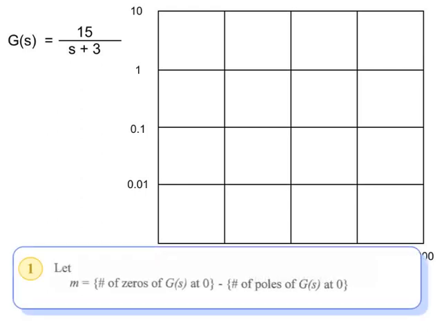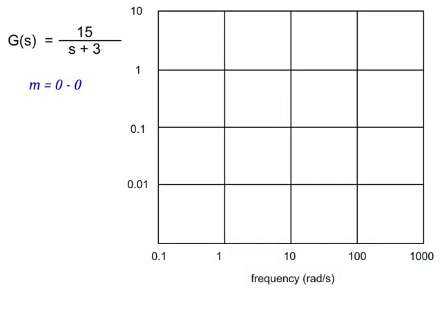In step 1, we find the integer m, which is the number of zeros at the origin minus the number of poles at the origin. For this transfer function, the number of zeros at the origin and the number of poles at the origin are both 0. So m is 0 minus 0, or 0.